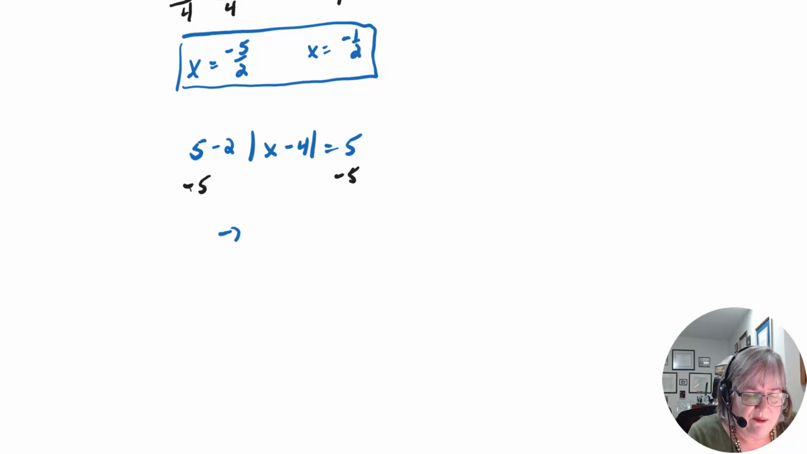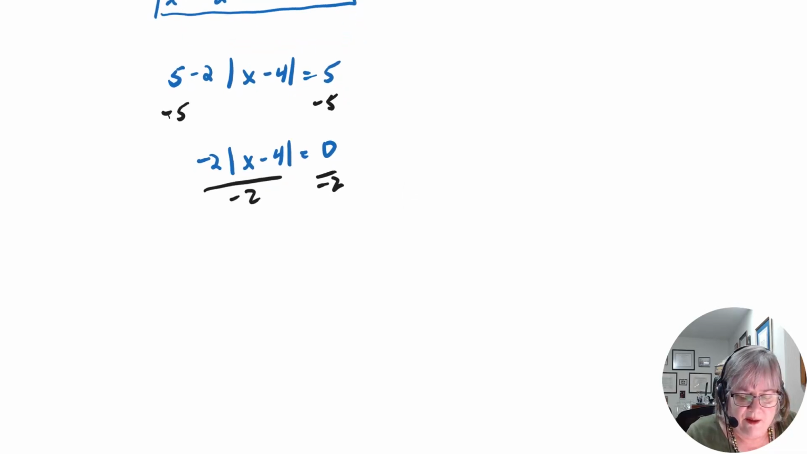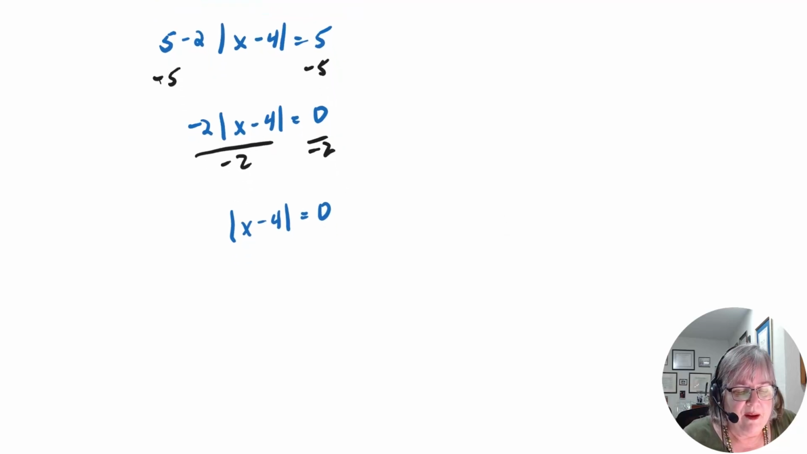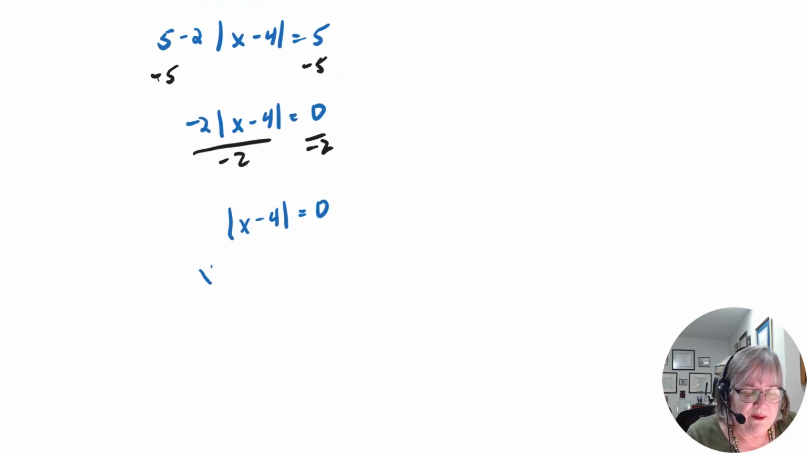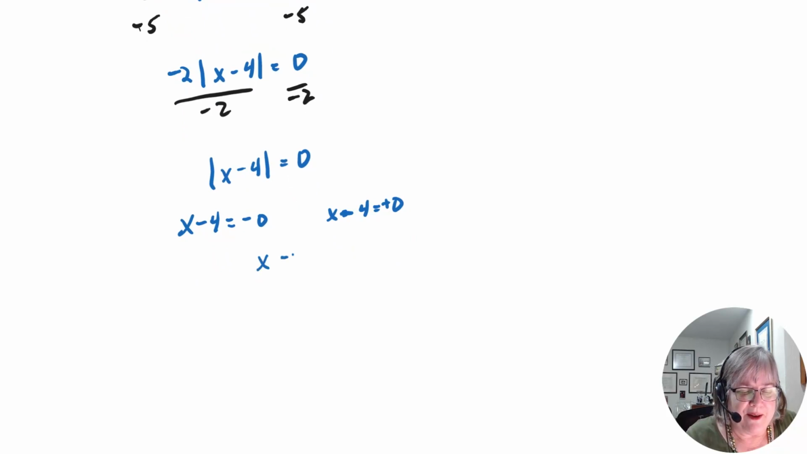So I would have -2 times the absolute value of x minus 4 is 0. You would divide both sides by -2 because you cannot set up these two cases until the bars are absolutely isolated, which means they can't even have anything multiplying them. So where is x minus 4? Well, technically, if you followed the rule we had been doing, it would look like this. But what is a negative 0? It's just 0. So you get x minus 4 is 0, so x is 4.